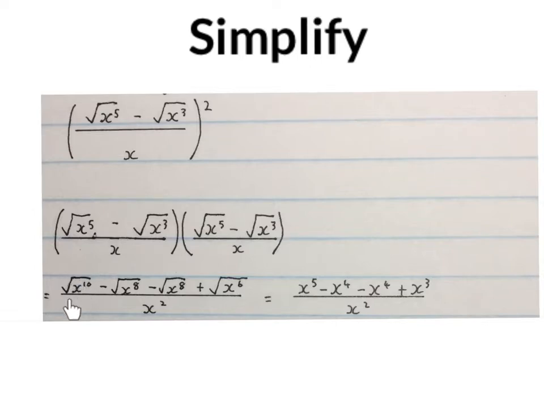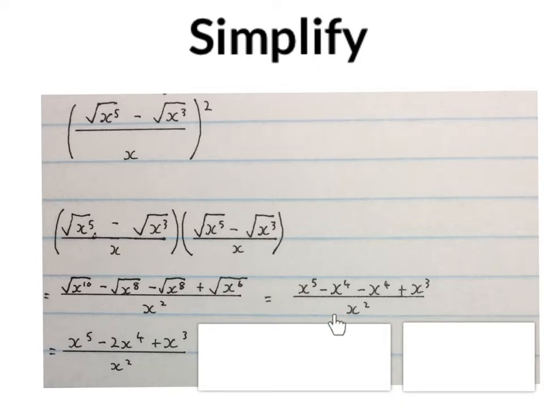Then, this square root of x to the power of 10 will give me x to the power of 5 because you halve the exponent. That one will give me minus x to the power of 4, same with that one. And that will give me a plus x to the power of 3 over x squared. Then we'll keep the bottom as x to the power of 2. That x to the power of 5 I will keep. Here I have minus x to the power of 4 minus x to the power of 4 is minus 2x to the power of 4. And I'll keep the plus x cubed.